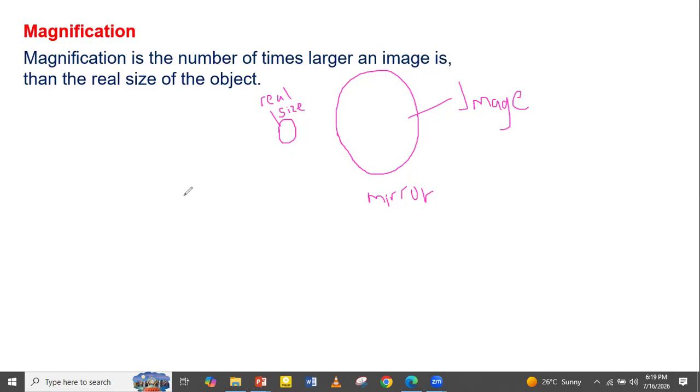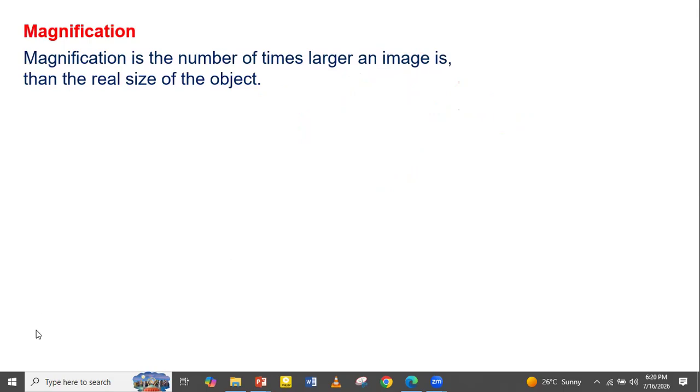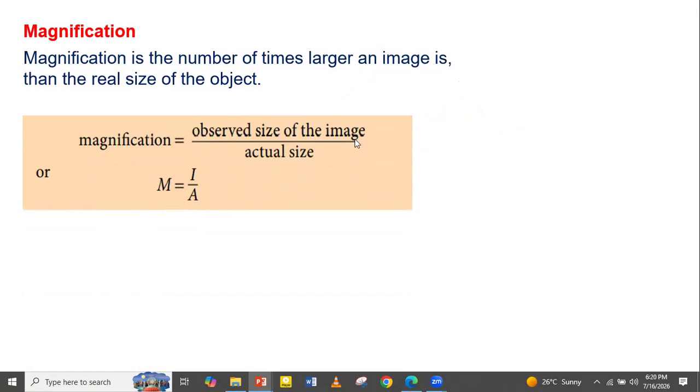The number of times larger an image is than the real size of the object. Remember that microscopes carry out magnification. They make objects bigger compared to their real size. So we might be interested in finding out how many times this microscope has made this object bigger compared to its real size. And magnification can be calculated. So that takes us to the calculation. For you to calculate the magnification, it is very easy. It is very simple. As long as you know the size of the image and the actual size, you can calculate the magnification.